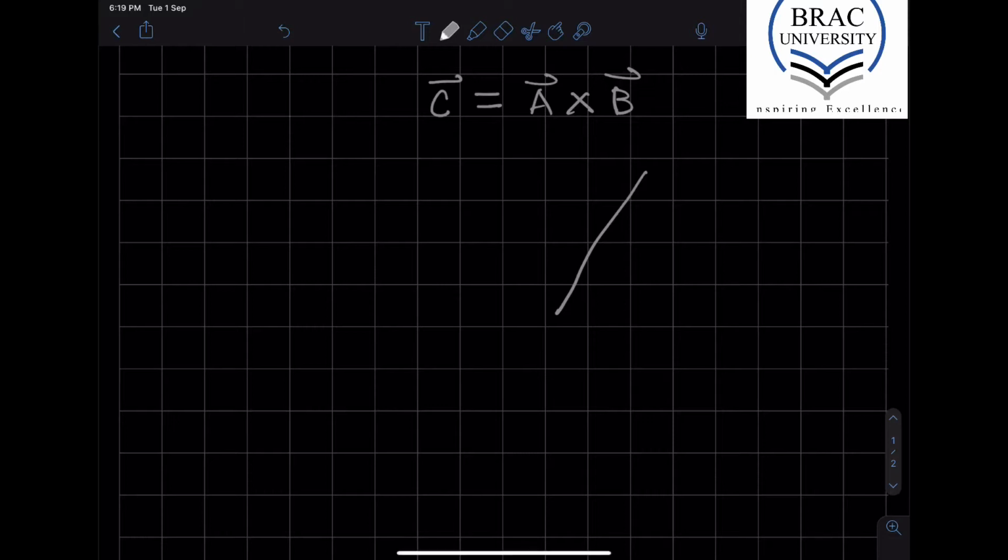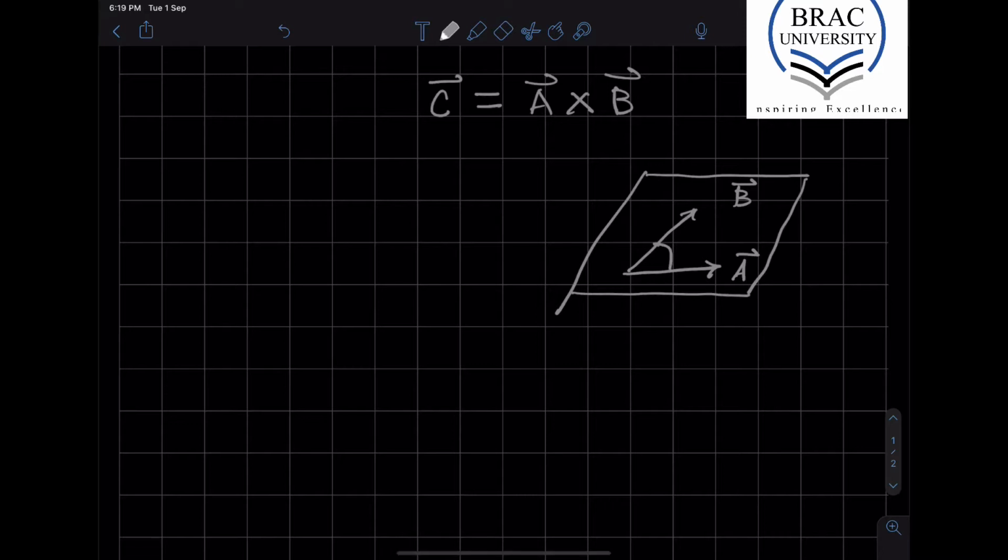let's take a two-dimensional plane, and let's take any two vectors that we want to find the cross product of. So this is a vector A and this is vector B. Given two vectors, we can always find a plane which is defined by these two vectors. And let the angle between these two vectors be theta. Then this plane defines two directions which are at 90 degrees to it.